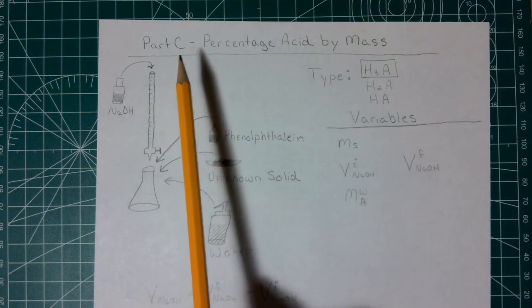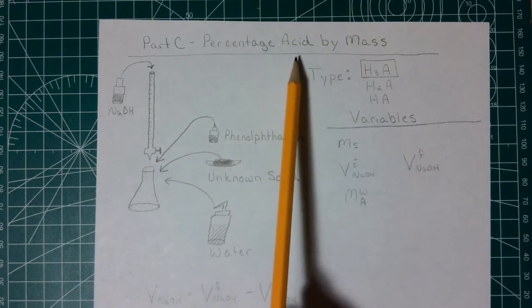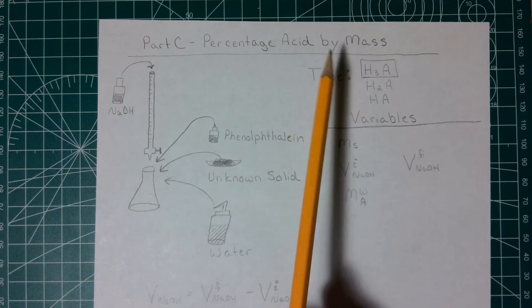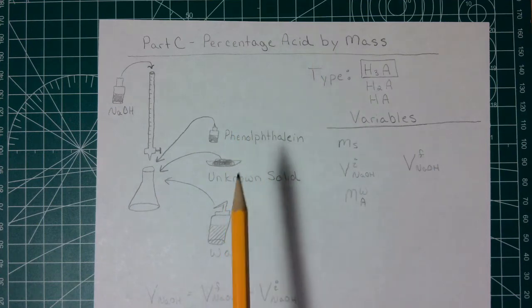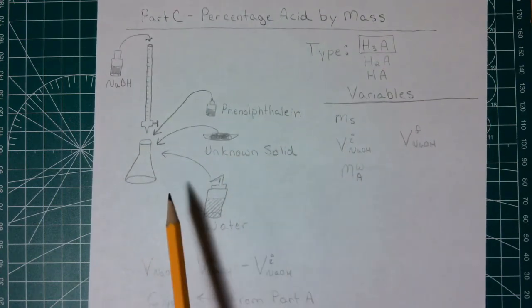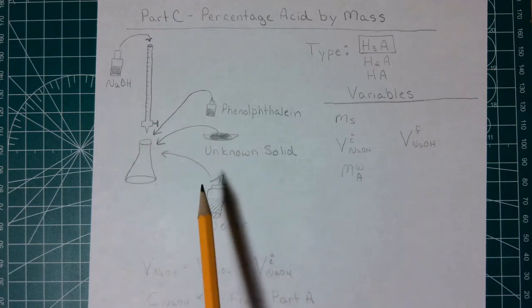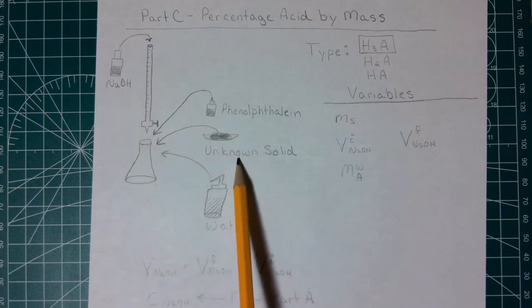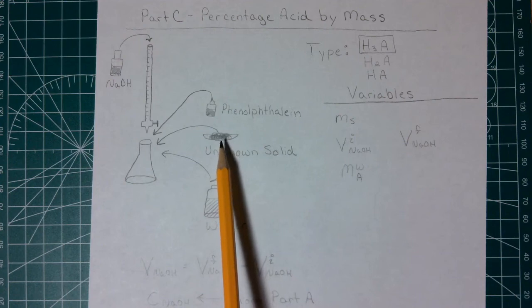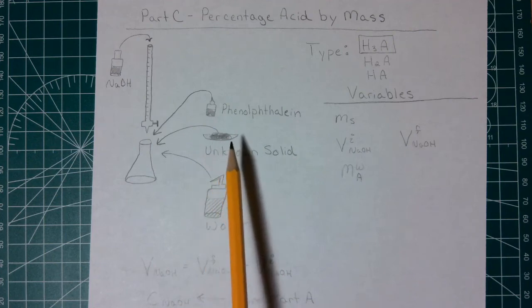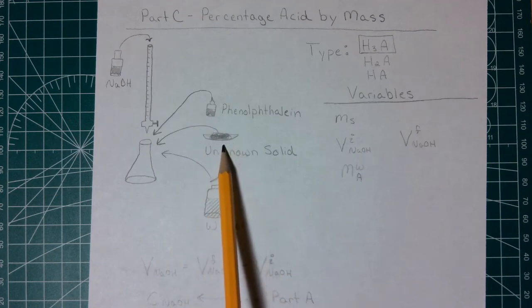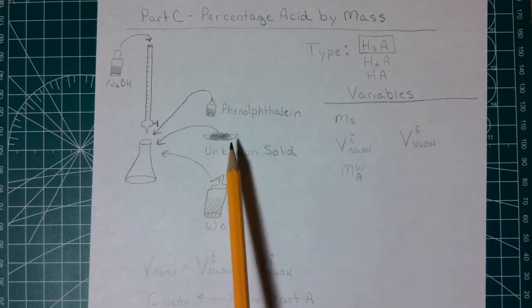For part C, we're going to figure out the percentage of acid in an unknown solid sample. We're going to have a setup that looks a lot like our KHP setup, except for now we're going to be given this unknown solid. Some of this is going to be a solid acid, and some of it is just going to be like a filler material that's not going to react during our titration. And we want to know what percentage by mass of this sample is solid acid.